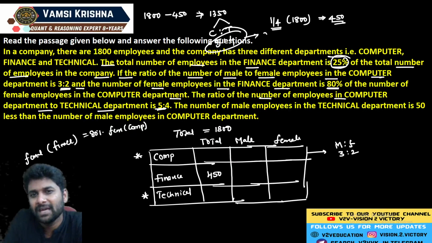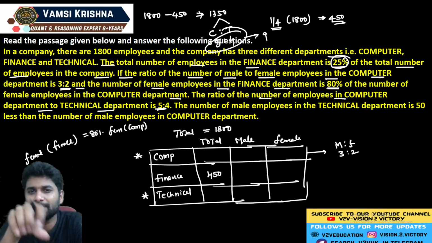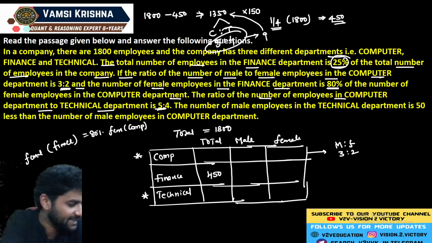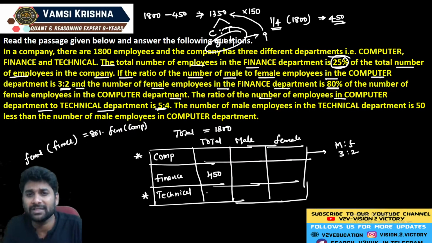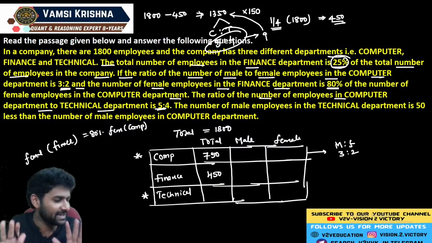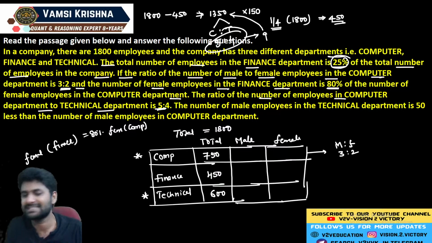Check the calculation here. Let's take it this way. If there are 9 people, 5 people are from the computer department and 4 people from the technical department. And you already know that 9 becomes 1,350. 9 is multiplied by 150 to get 1,350. It means each unit is multiplied by 150. Now, how many people in the computer department? Each unit is 150, so 5 units is exactly equal to 750. In the same way, the technical department is exactly 4 units. Each unit is 150, so 4 units is 600. Now you will get the strength of each and every department. So move on to the next one.